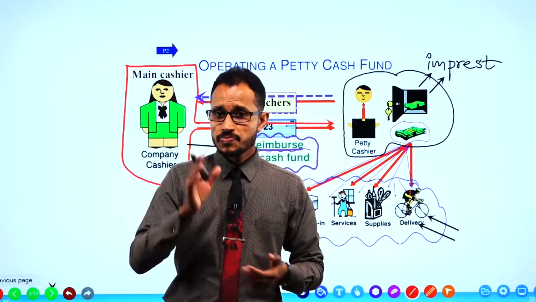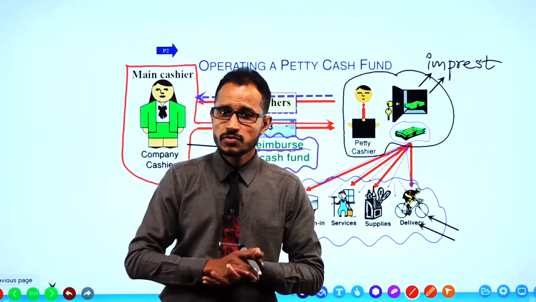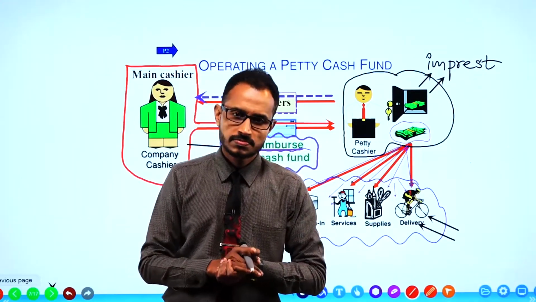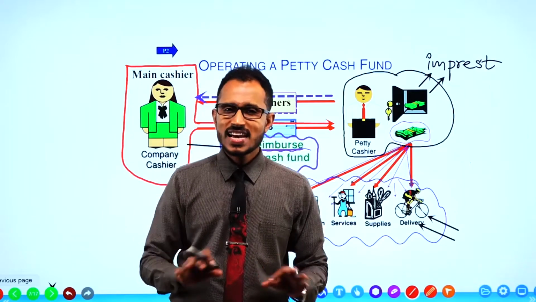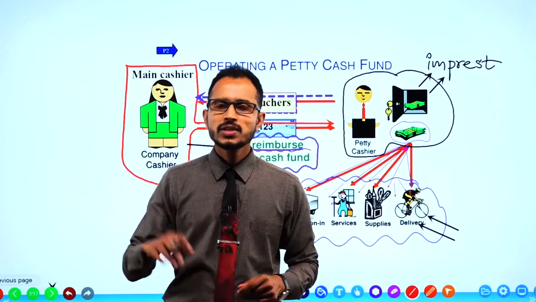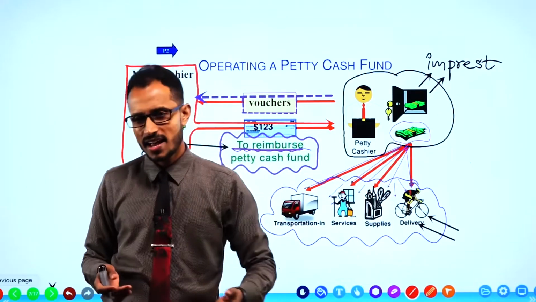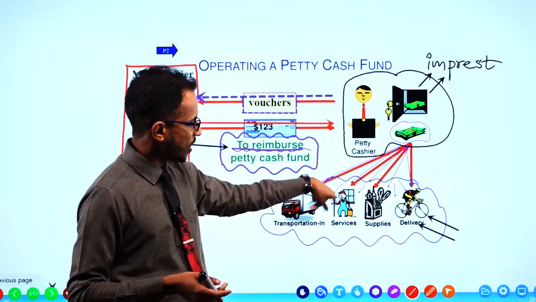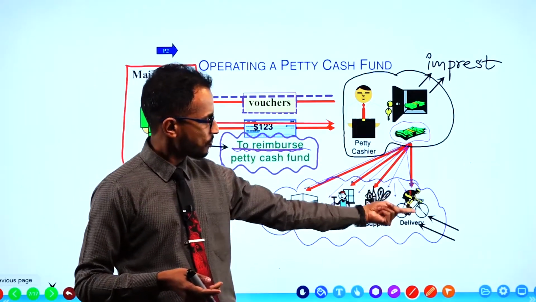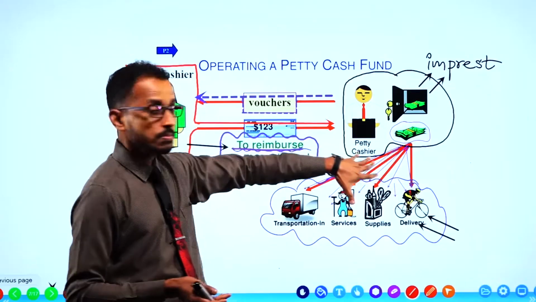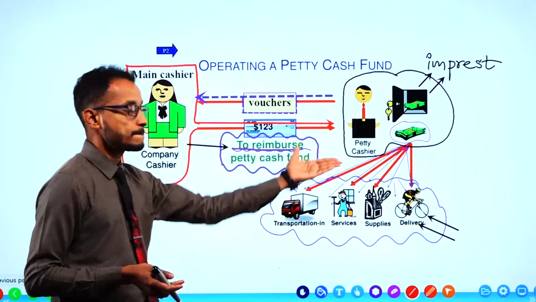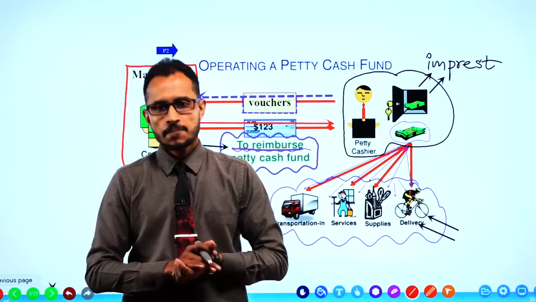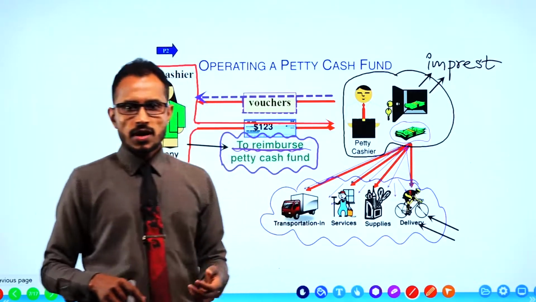So children, this is the part that we have to do some calculations. When we do calculations, you will understand very clearly how the imprest is formed and how the expenses are done by the petty cashier, and how the reimbursement is made. Okay, let's go and do some calculations.